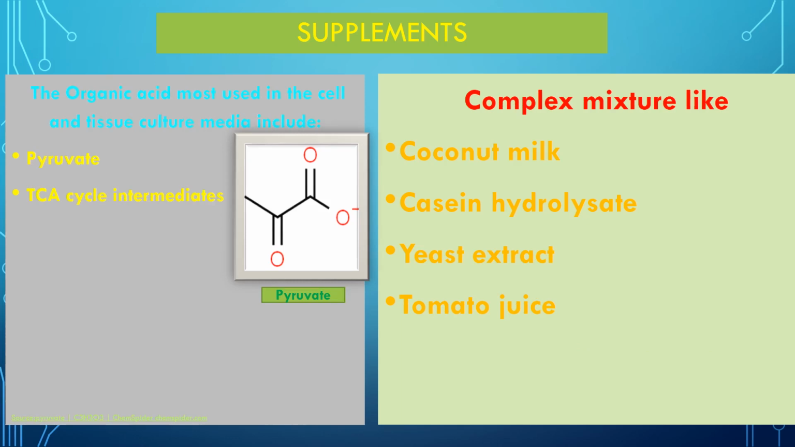Organic acids like pyruvate and TCA cycle intermediates are also added to the PTC medium as a supplement. Apart from this, complex mixtures like coconut milk, casein hydrolysate, yeast extract and tomato juice are also sometimes added to the medium. It will promote the cell division and the growth as they contain several growth factors. However, these mixtures are not very preferred by many because of the variation in the quality and the quantity.